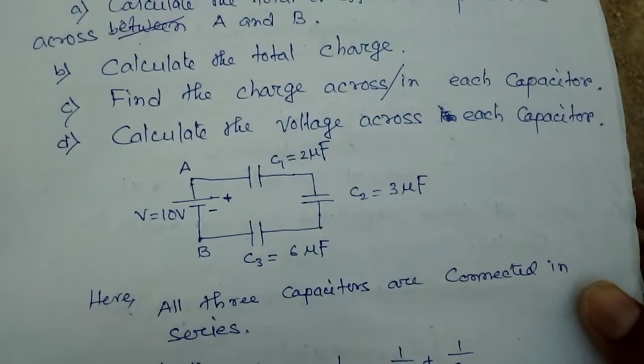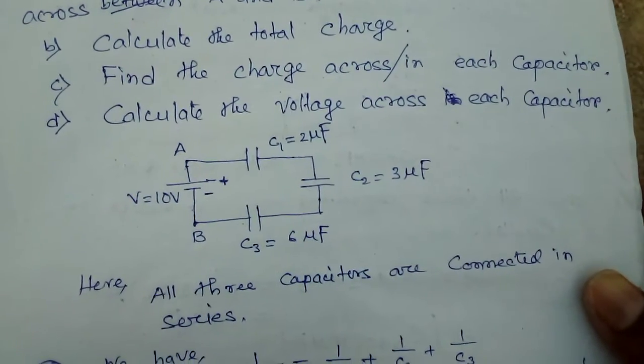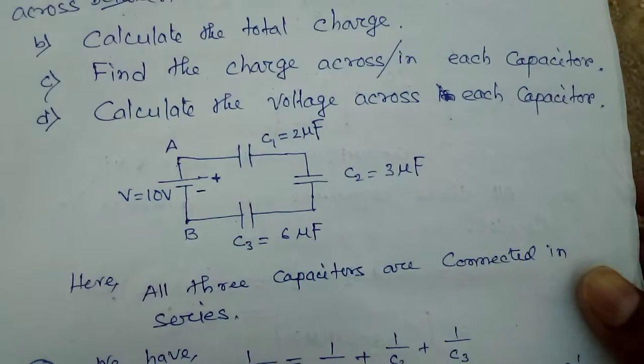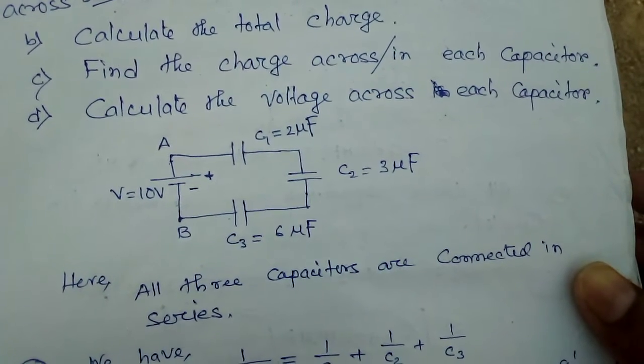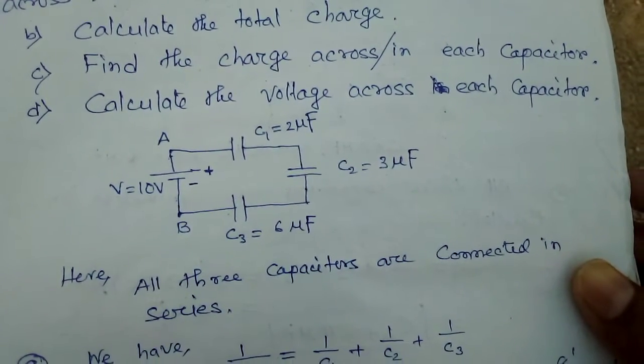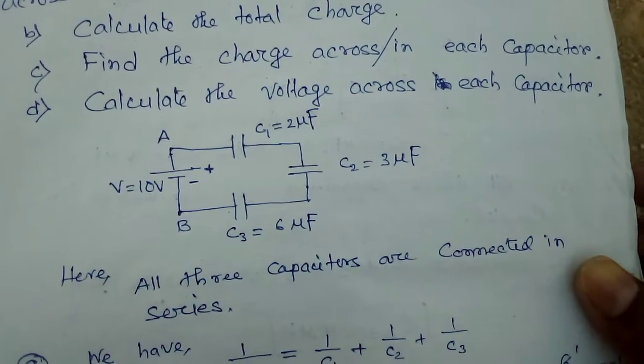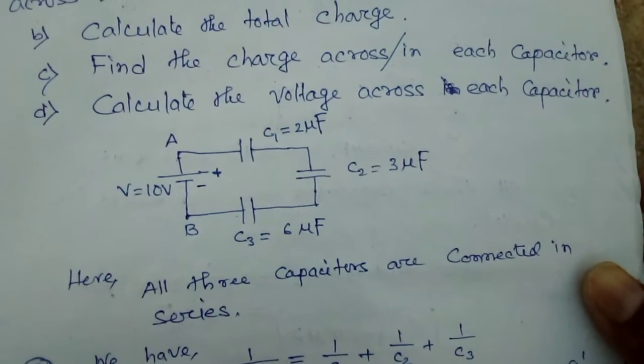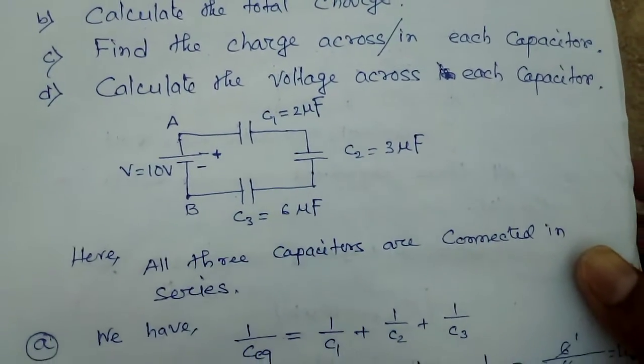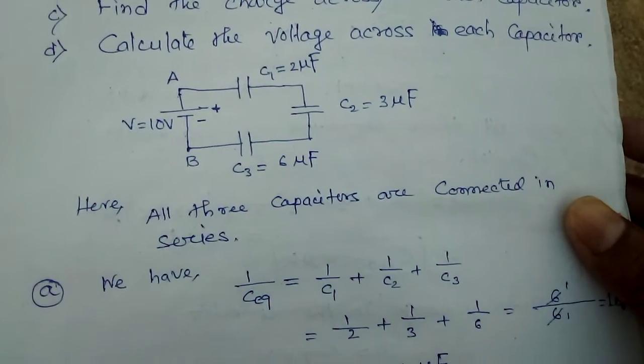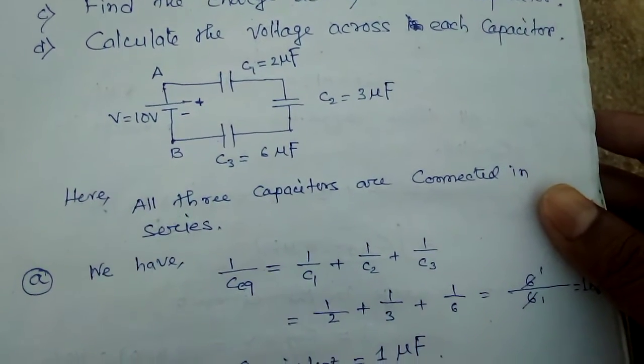In the circuit shown in this figure, we are seeing that three capacitors of 2 microfarad, 3 microfarad and 6 microfarad are connected in series between A and B. So here all three capacitors are connected in series.